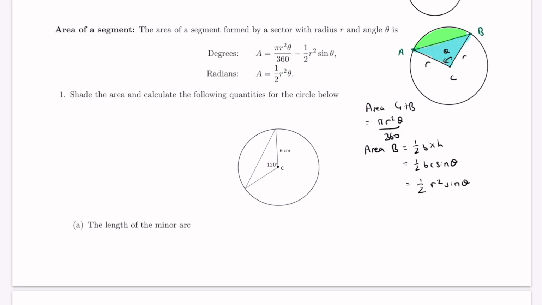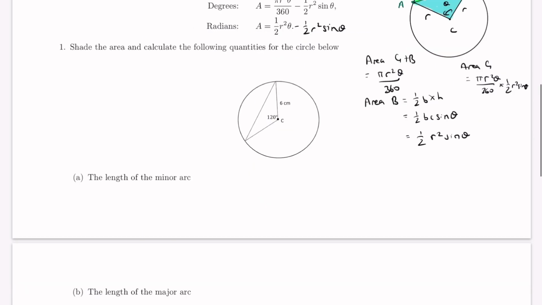We're just interested in the area of green, so we have to subtract that result from the previous result, which is the area of green plus blue. So we end up with the area of green equal to pi r squared theta on 360 minus a half r squared sine of theta. That's our result in degrees. And then in radians, the formula hasn't really worked properly. There should be a minus a half r squared sine of theta there as well.